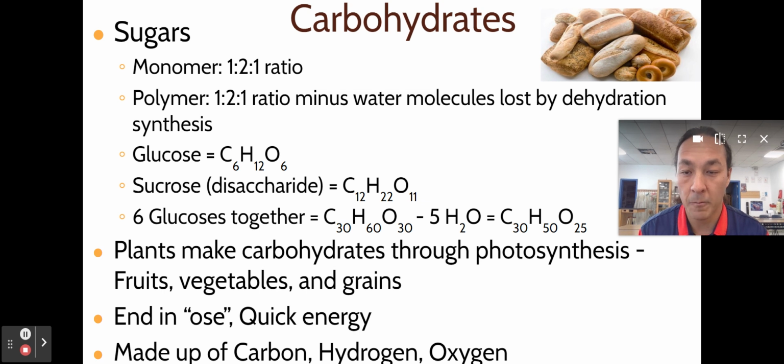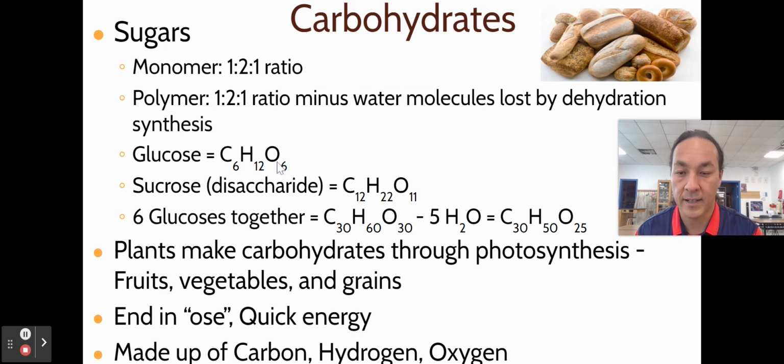Sugars are usually in a 1 to 2 to 1 ratio. So here you can see in glucose, it's 6 carbons, 12 hydrogens, 6 oxygens. When you start building together the polymers, right, you're going to lose a water molecule each time. So here, C6H12O6, well, if we combine the two glucoses together, remember on the previous slides, we lost a water molecule. So that'd be C12H22 because water is H2O. So we lost two H's and one O. So instead of O12, it'd be O11.